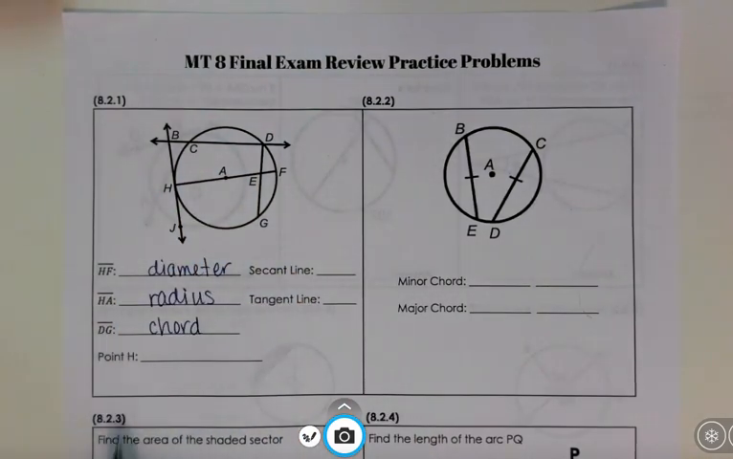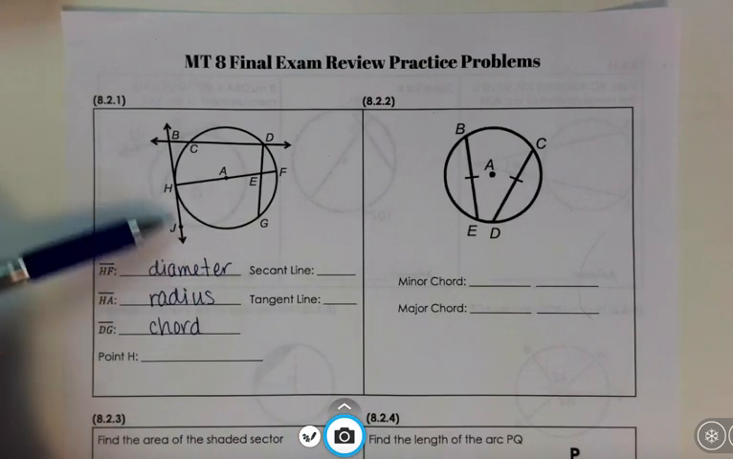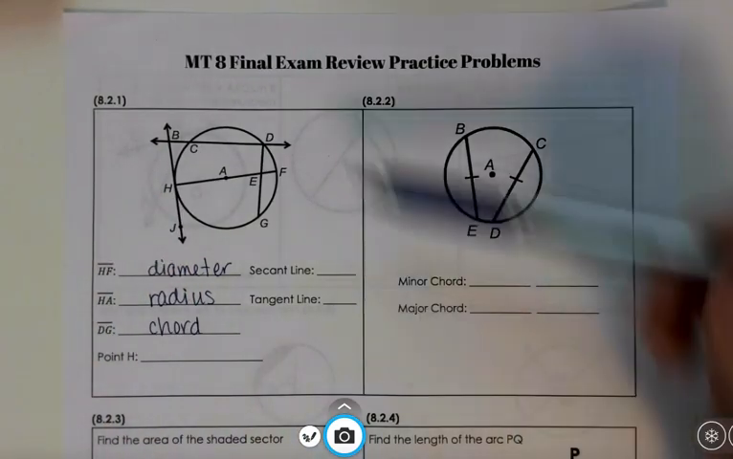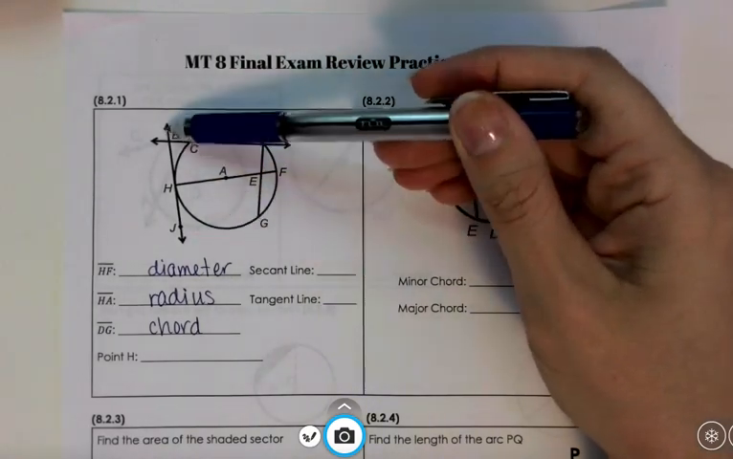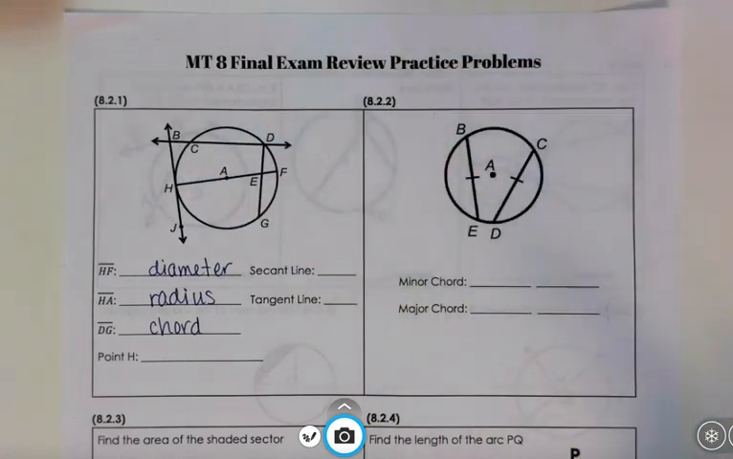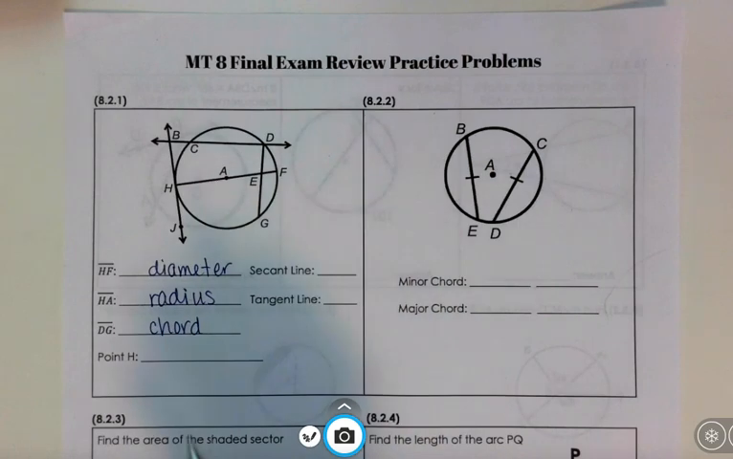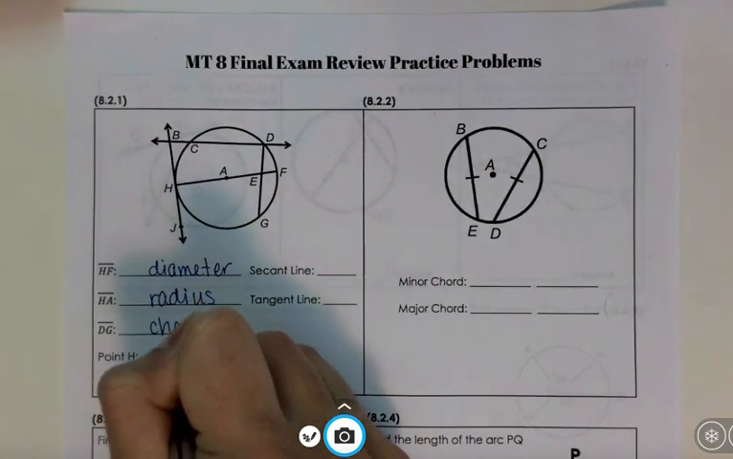And then point H here is where this line touches my circle. And so I need to figure out what this line is. So if I have a line that touches the outer edge of my circle at one place, that is my tangent line. And so the point where it touches at point H is called my point of tangency.